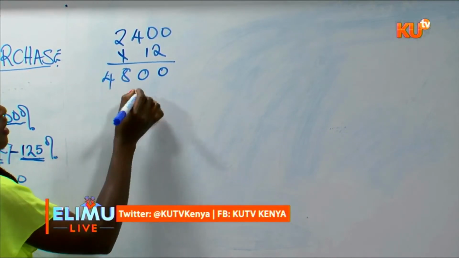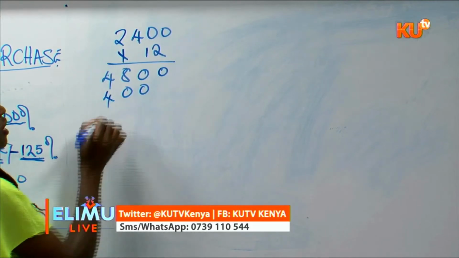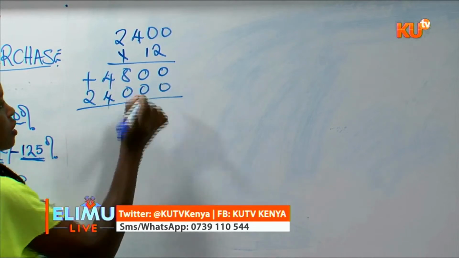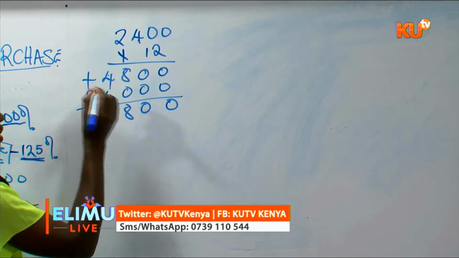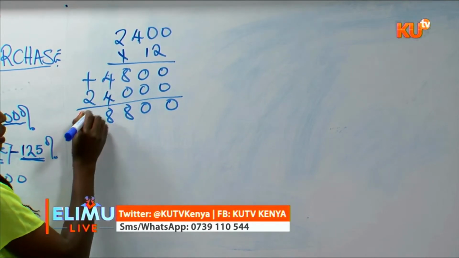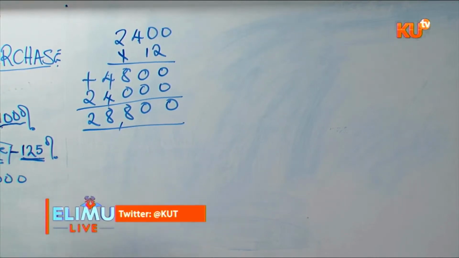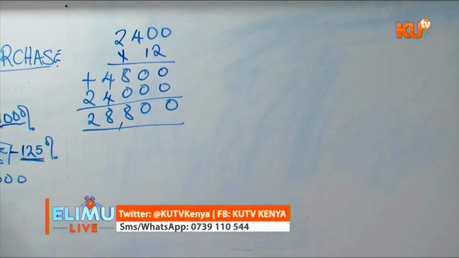We get 0,084. We get a 0,044. 1 times 4 is 4. 1 times 2 is 2. Then we add 8 plus 0 is 8. We get 8. We get 2. So the total monthly installment was 28,800. So what is the question?